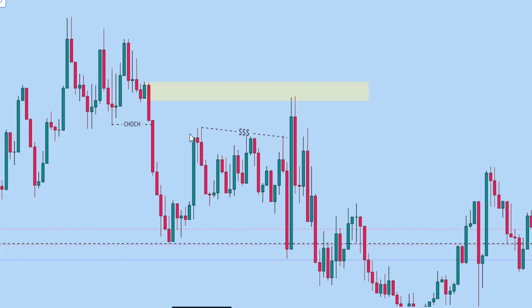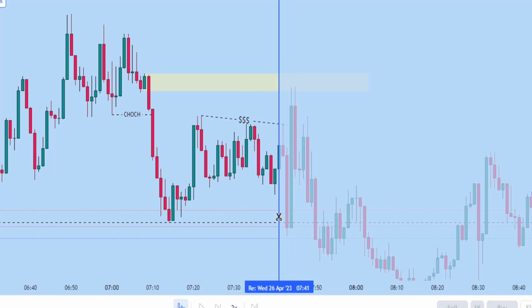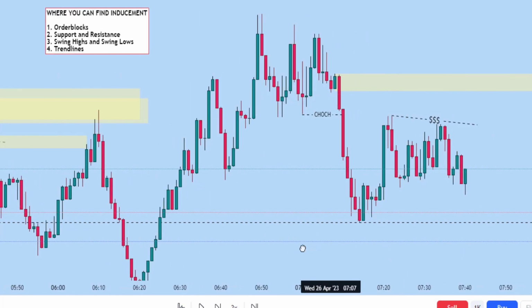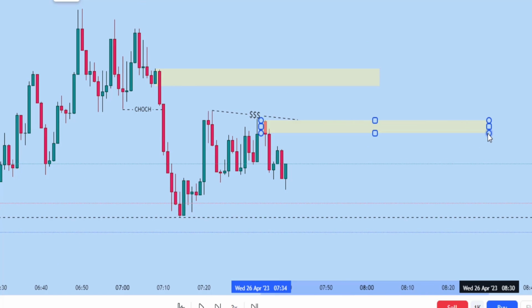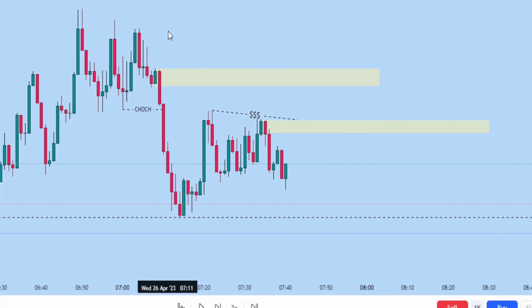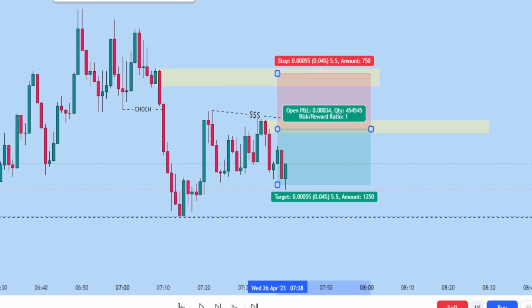Now look at another one right here. After a change of character at this point that we can literally see with our eyes, price came, and then can you see somebody actually entered trade from here? Let me show you that. Somebody entered trade from here. You can see inducement here, right here. Somebody that is taking trade from that place will definitely be part of those kind of people that will get stopped out.